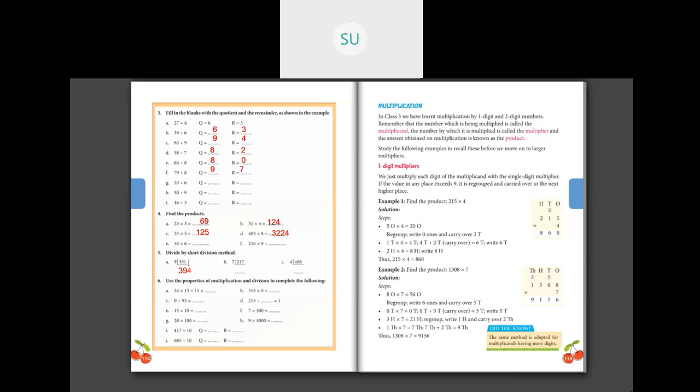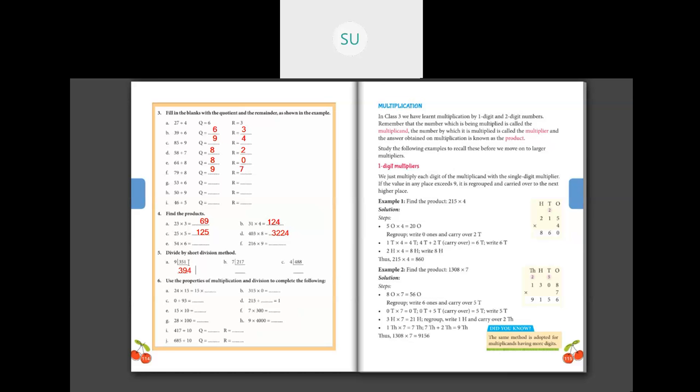Then 9 fours are 36. Okay, so your quotient is 39 and remainder is, what is the remainder? Remainder is 5. Okay, so this is how you do division by short method.